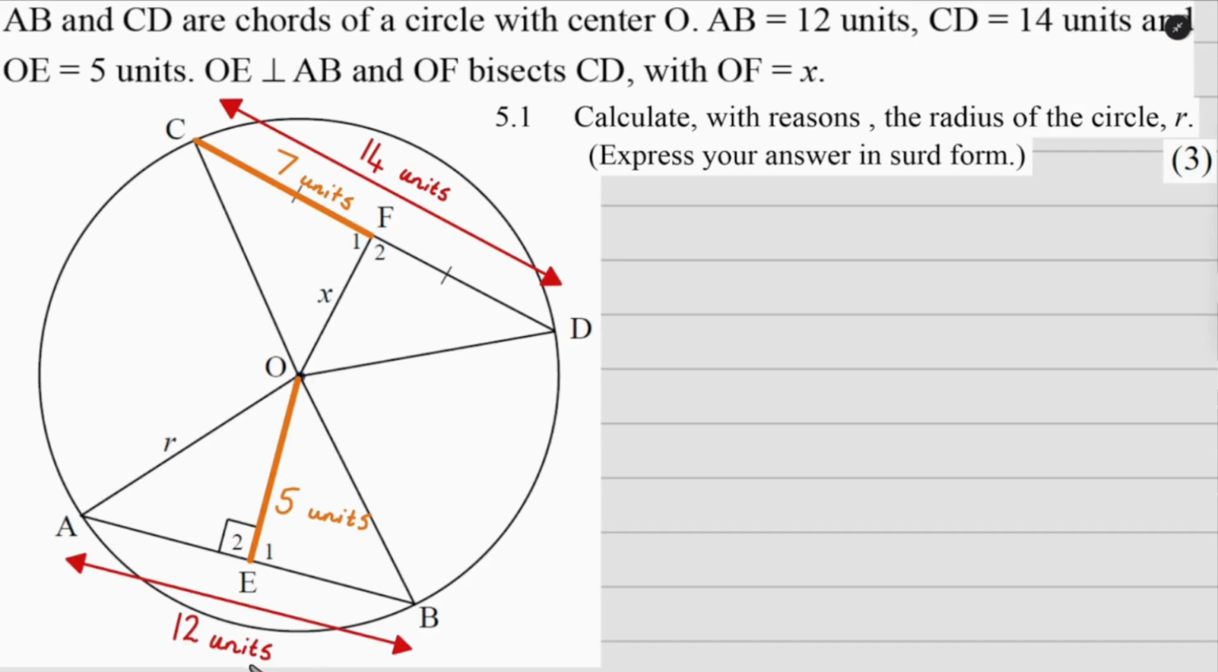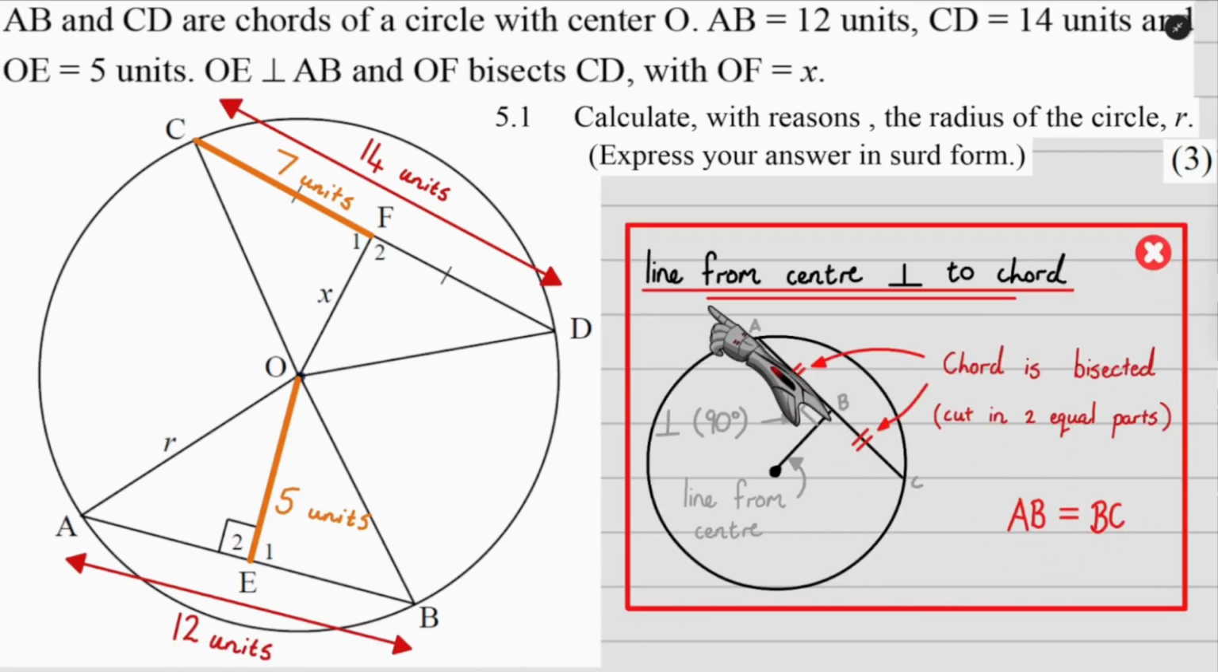So we're going to come here to this 12 units, and we're going to use a Euclidean geometry theorem. And that Euclidean geometry theorem is line from center perpendicular to the chord. If you have a line from the center that is perpendicular, aka 90 degrees to the chord, it's going to cut my chord in 2 equal parts, aka bisect it. So I know that AE is the same length as EB for this reason here. Line from center, perpendicular to chord.